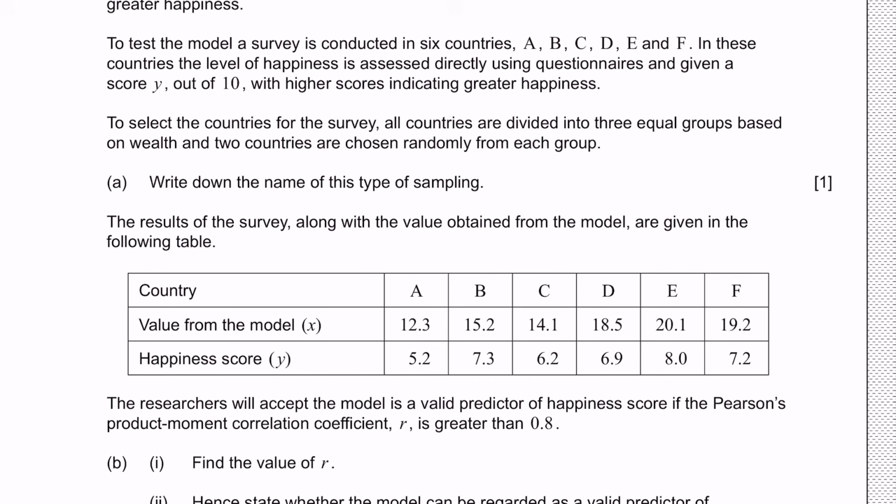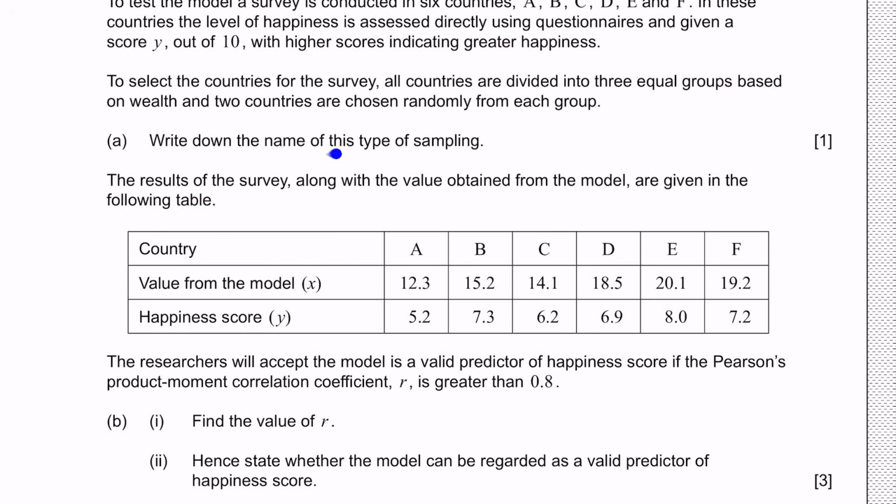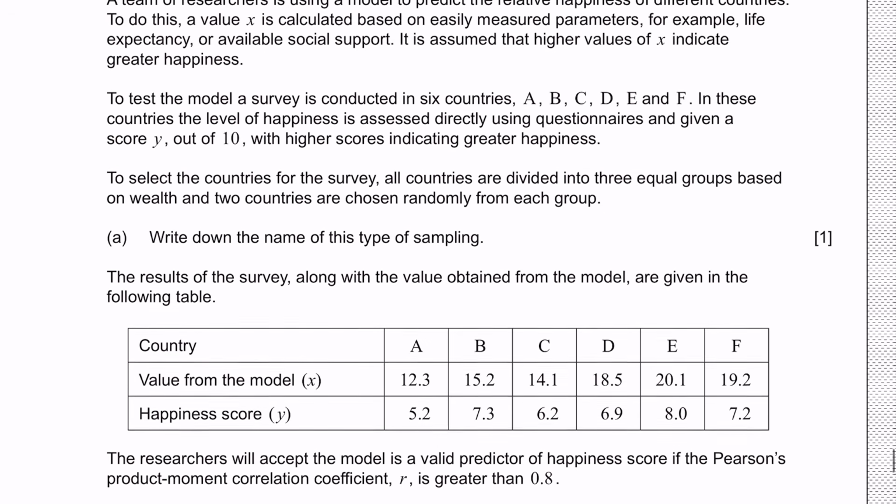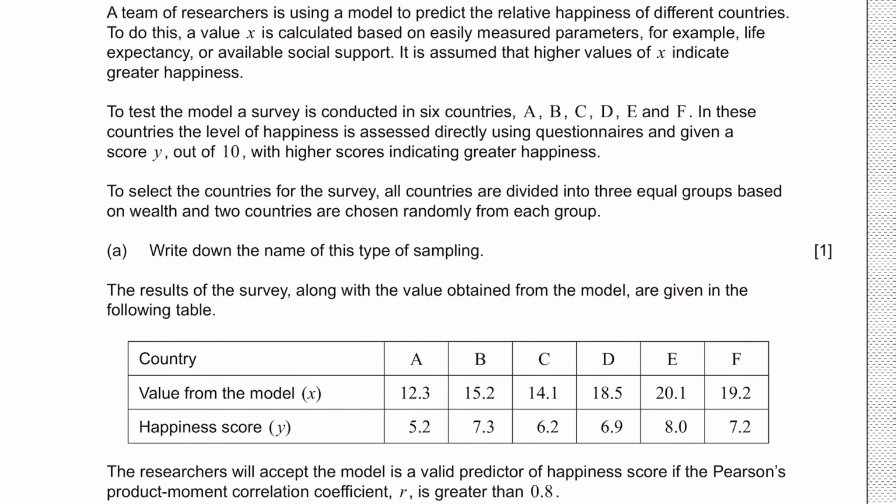To select the countries for the survey, all countries are divided into 3 equal groups based on wealth, and 2 countries are chosen randomly from each group. Part A asks us to write down the name of this sampling method. Okay, so we have a number of different countries, and we are going to just sample part of this population, or the population of total countries. We're just going to sample 6 countries. Okay, so the countries are divided into 3 equal groups based on wealth, and 2 countries are chosen randomly from each of those groups. All right.